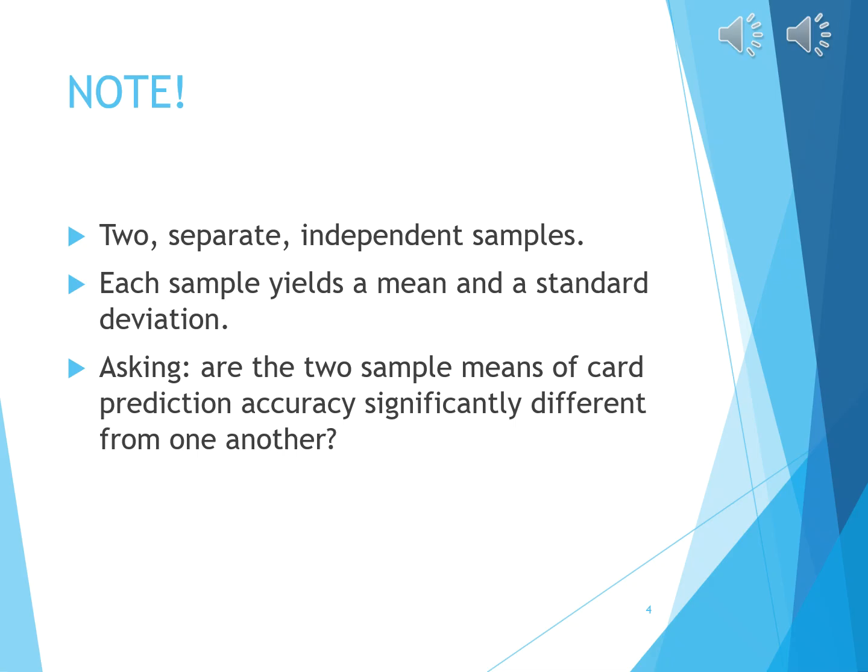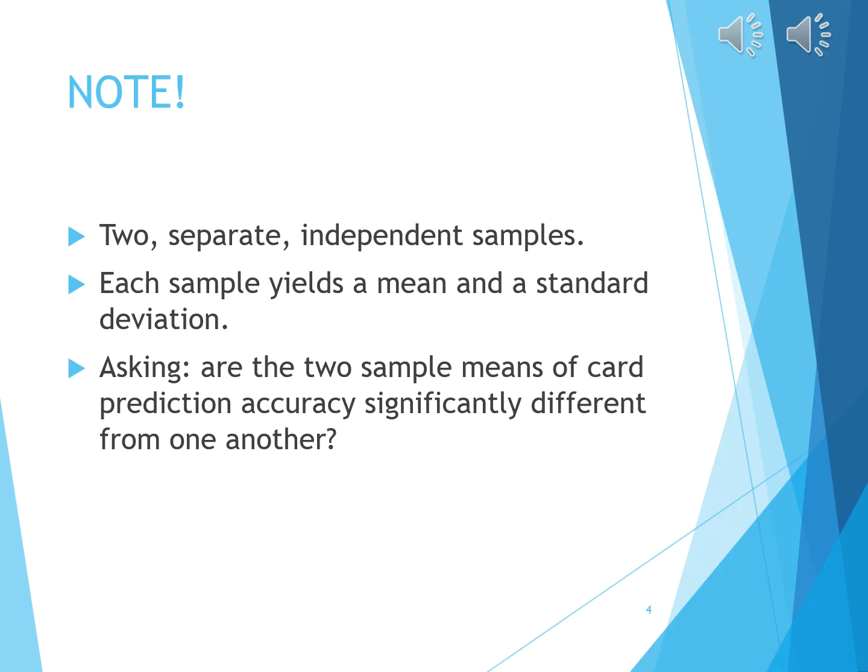So again, we're getting two separate and independent samples. We're going to have to go to two different groups of people and recruit samples from these two different groups of people. Each of those samples is going to give us its own mean and standard deviation, and then what we're asking is, based on the means and standard deviations of these two samples, are they actually significantly different from one another? Are the two sample means of card prediction accuracy significantly different from one another?